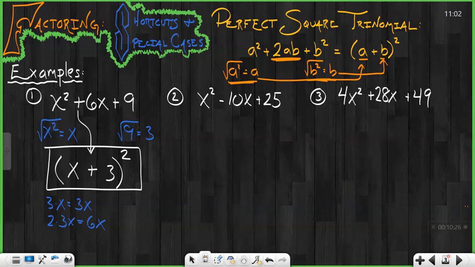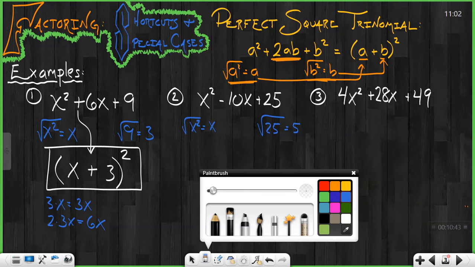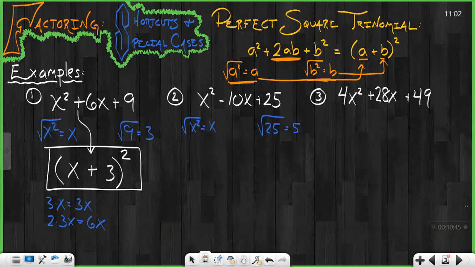Let's use this pattern now to do the second one. All right, so I see here that I can take the square root of x squared. Again, I'll put that in blue. This is what you do in your head. You don't need to write it. I can take the square root of x squared. It's x. I can take the square root of 25. It's 5. So if I can take the square root of those two items, then they make my group, x and 5.